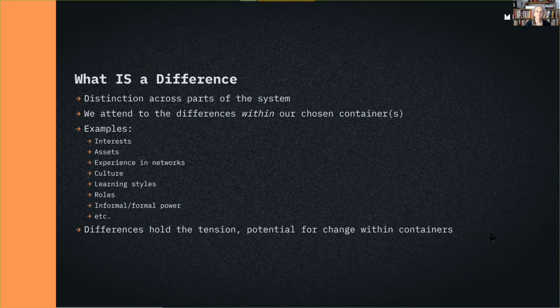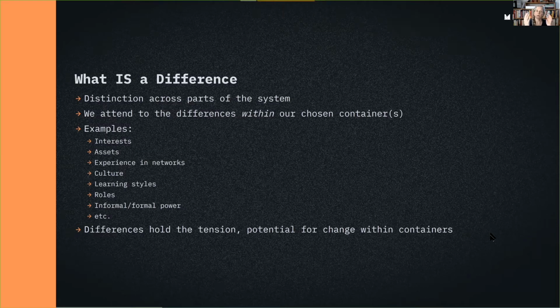And what we're looking for is what is the way of defining this, either as a container or a difference, that is most useful to our context? What helps us generate the right questions and figure out how to take the next wise steps?